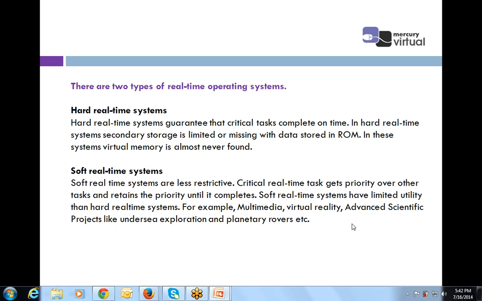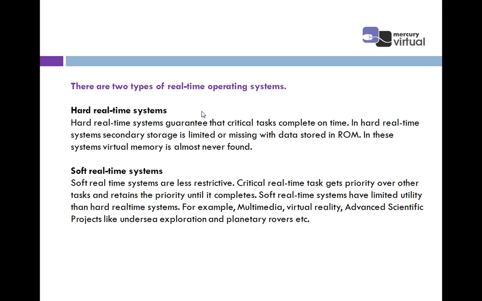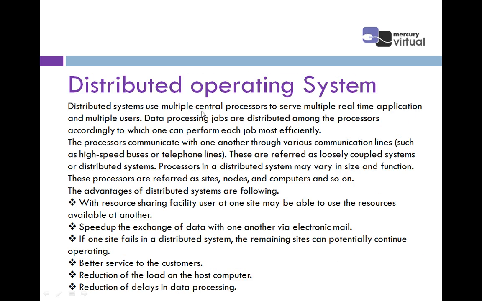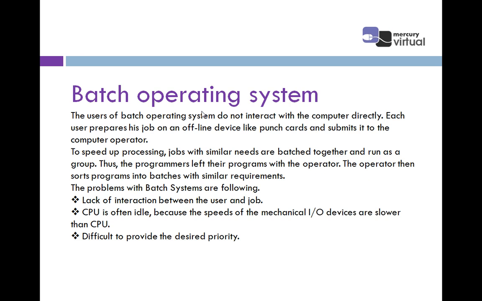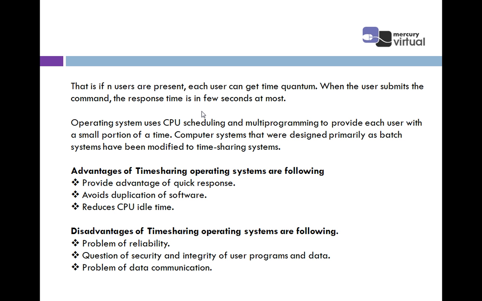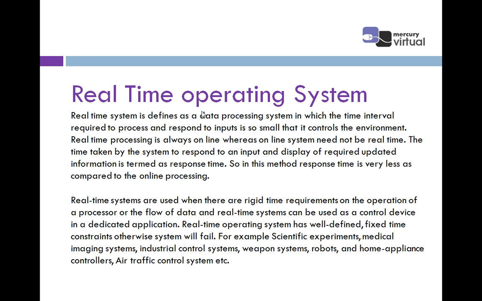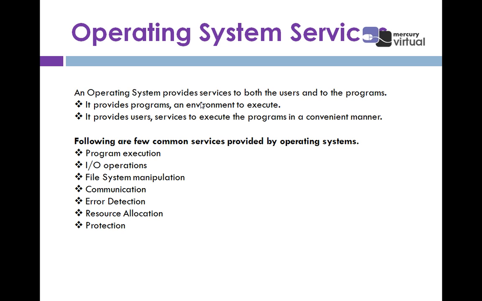So this is the wind up of the types of operating system. The next topic is operating system services. Let's review the types again: first is batch operating system, then time sharing operating system, then distributed operating system, then network operating system, then real-time operating system. Next one is operating system services.